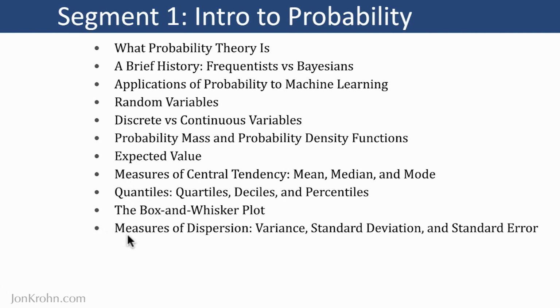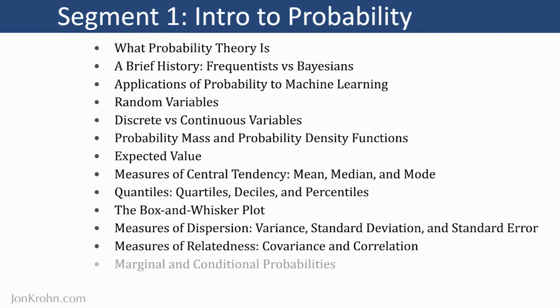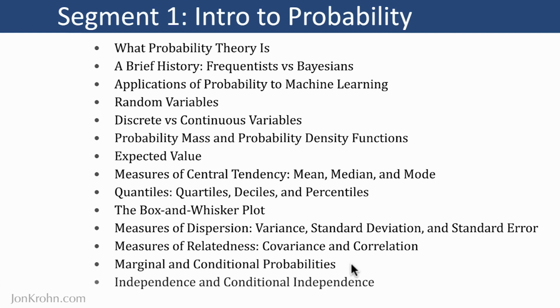And then we'll formally talk about the dispersion of distributions, so metrics for quantifying how much the data are dispersed in a distribution. The key metrics here are variance, standard deviation, and standard error. Having covered metrics for measuring individual distributions, we'll move on to metrics that allow us to compare different distributions. So we'll have measures of relatedness like covariance and correlation. And then we'll talk about some relatively advanced probability subjects like marginal and conditional probabilities, independence and conditional independence, and finally Bayes' rule. Very, very exciting.